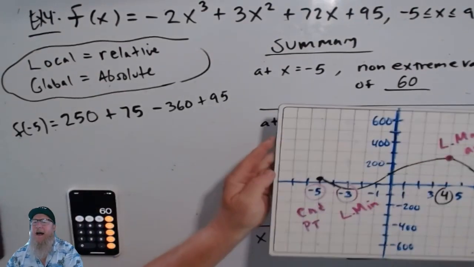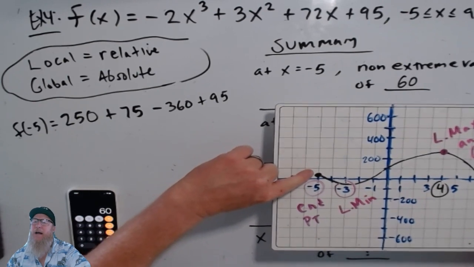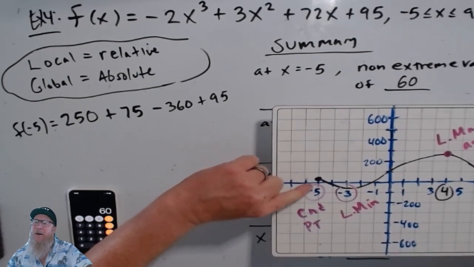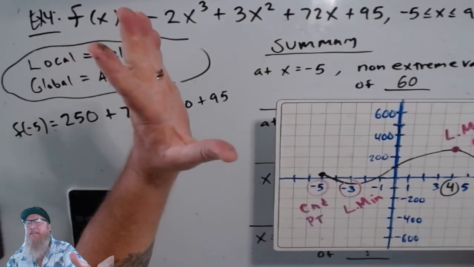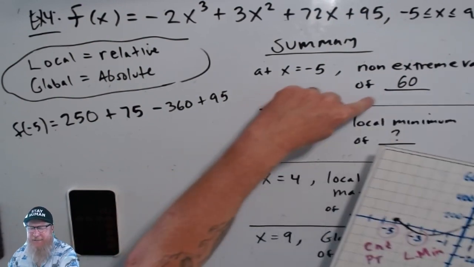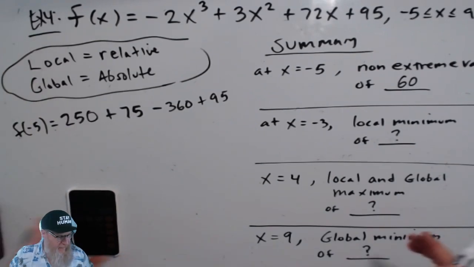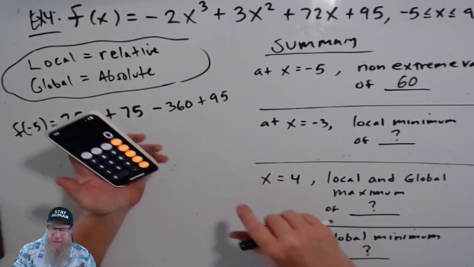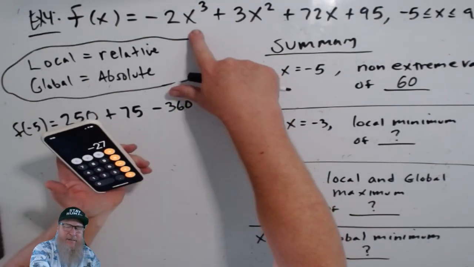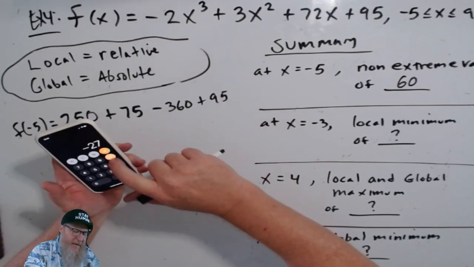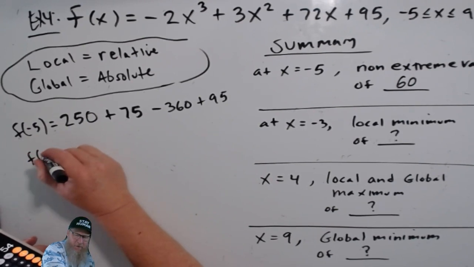And if you look at the graph, at this endpoint, that looks about right. It's positive. It's very close to the x-axis because the scale is a magnified scale. Being very close to the x-axis, it's less than 100, so 60 makes some sense. Let's do negative 3. So negative 3 cubed is negative 27. Negative times negative times negative, and then times negative 2. So that'll be positive 54.